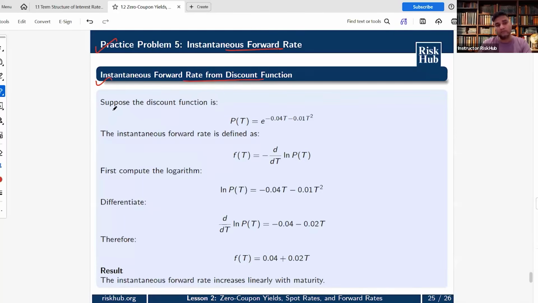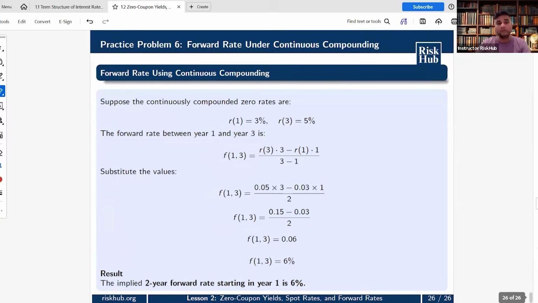And then we have the next one, practice problem number 5, instantaneous forward rate. Suppose the discount function is given by this equation, the instantaneous forward rate is given by this. Compute the logarithm, differentiate, and find that the instantaneous forward rate increases linearly with maturity, right? This is a very interesting question because here the instantaneous forward curve is a straight line and the equation is solved, right?